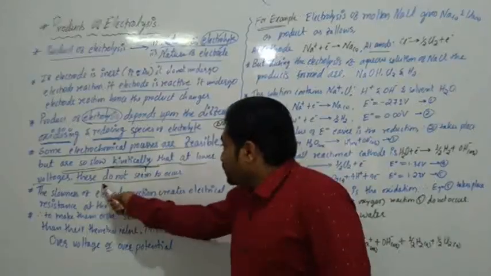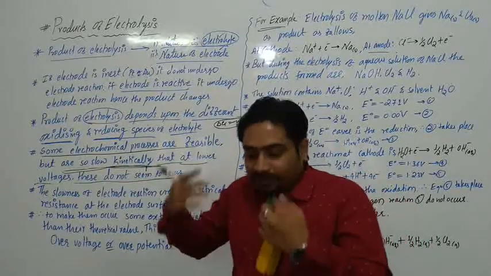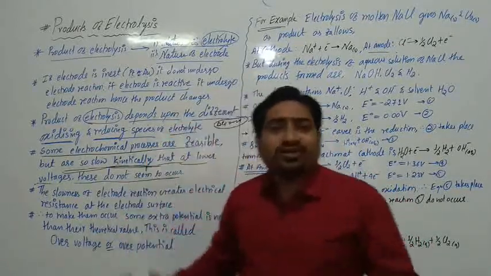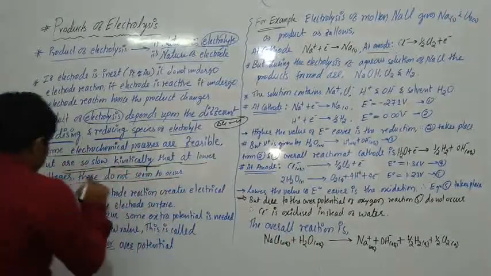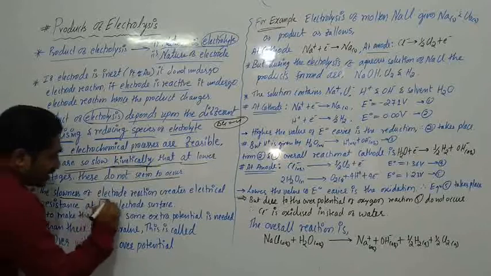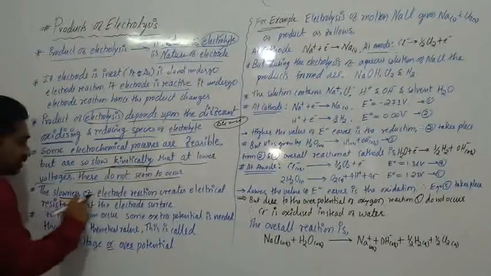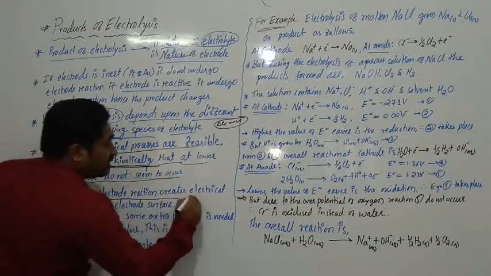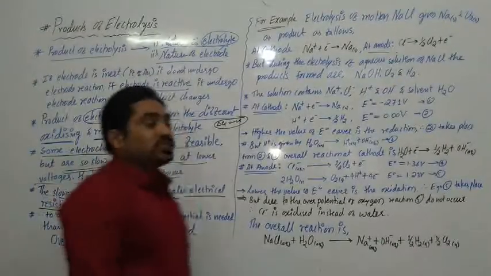They do not seem to occur. We can feel that they are not occurring, the chemical reaction is exactly not occurring in the cell. We can feel like that. So the slowness of the electrode reaction, if the reaction is very much slow, creates electrical resistance at the electrode surface.